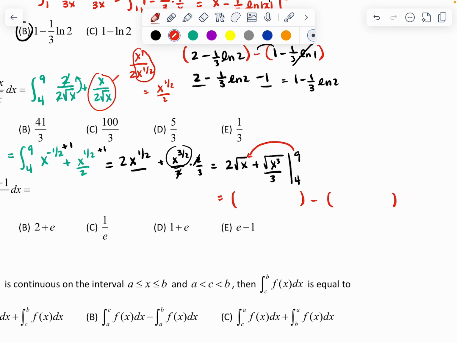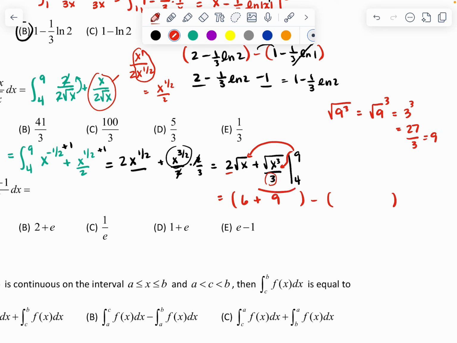Okay, plugging in the 9. The square root of 9 is 3. 3 times 2 is 6. Plus, now, how would I do the square root of 9 cubed? I don't know what 9 cubed is. Well, I do, but I don't want to do it. So another way from Algebra 2 trig is you can take the square root of 9 and then cube it, reversing the order. So the square root of 9 is 3. 3 cubed ends up being 27. But then I still have to divide it by 3. 27 divided by 3 is 9. So that was kind of a blast from the past.